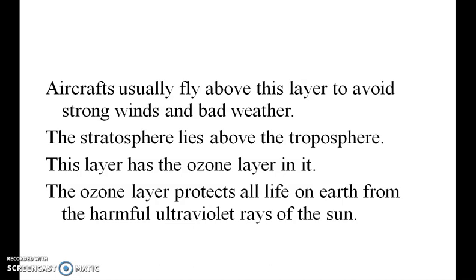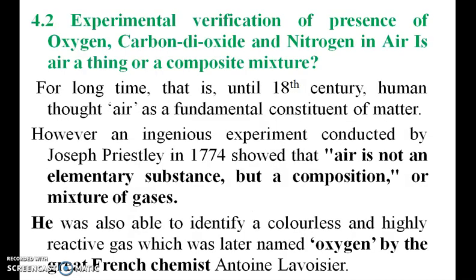The stratosphere lies above the troposphere. This layer has the ozone layer in it. This ozone layer protects all living things on the earth from harmful ultraviolet rays emitted by our sun. The experimental verification of the presence of oxygen, carbon dioxide, and nitrogen in air is explained.